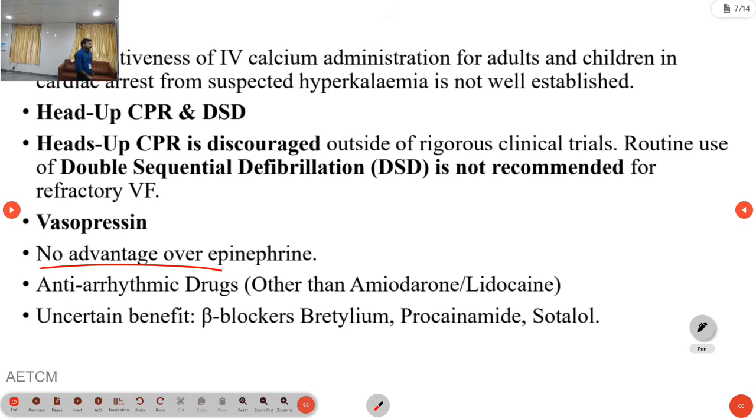And other antiarrhythmic drugs, other than amiodarone and lignocaine, that is lidocaine, IV lignocaine, which is Xylocort. Other than these 2 antiarrhythmic agents, amiodarone and lignocaine, the rest of the drugs have no benefit, that is, there is uncertainty in benefit. So beta blockers, bretylium, procainamide, sotalol, they have not got much benefit over these 2 drugs, amiodarone and lignocaine. Okay.